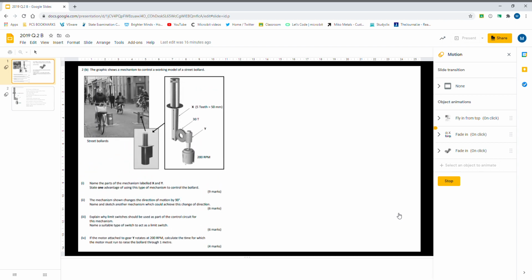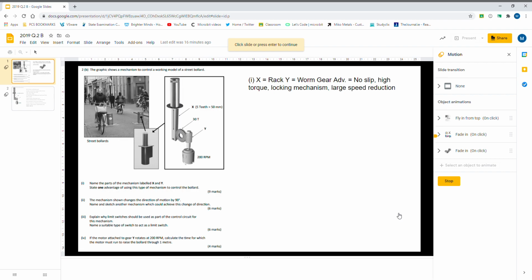So in this question, you're shown a working model of a street bollard. And the first three parts of the question are fairly easy. So you're asked to name the parts of the mechanisms labeled X and Y. So X is a rack, Y is a worm gear. And one advantage of using this type of mechanism is there is no slip, high torque, it's a locking mechanism, and you've got a large speed reduction.